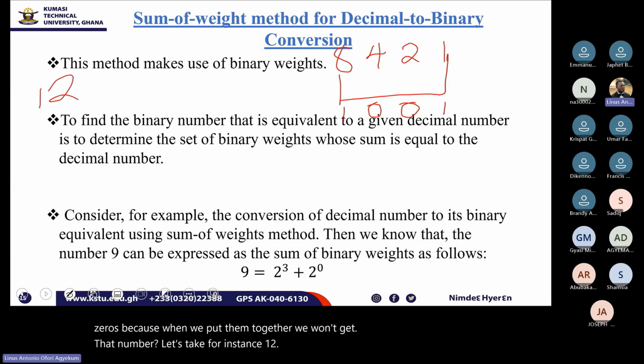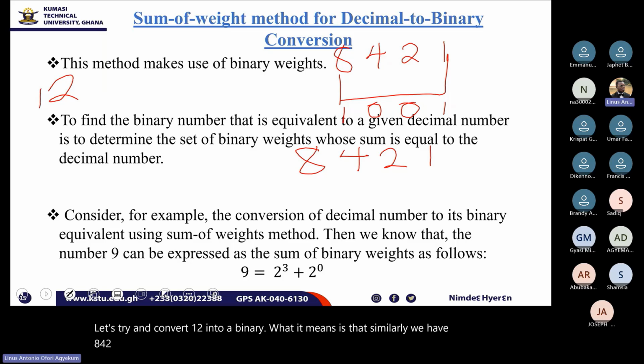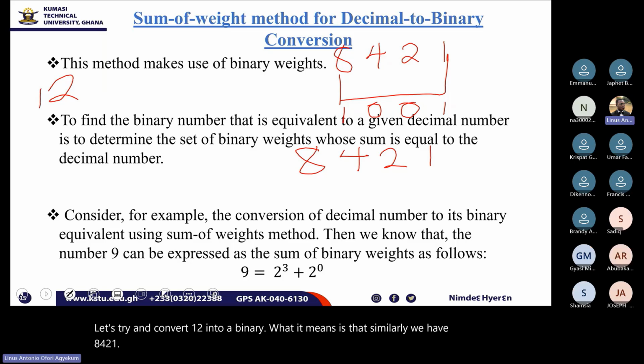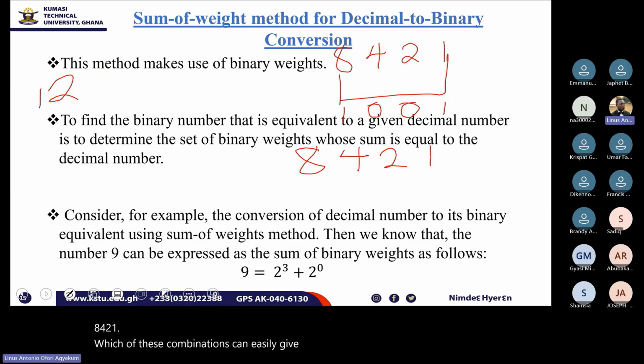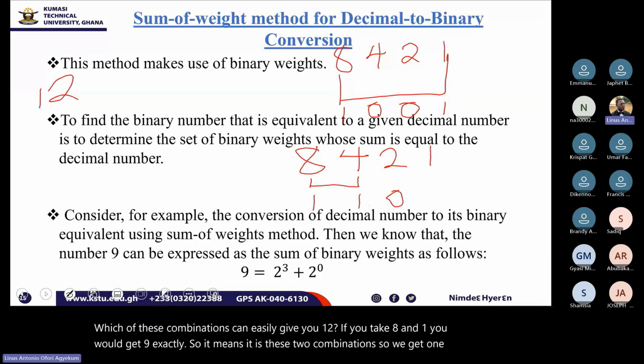Let's take, for instance, 12. Let's try and convert 12 into a binary. What it means is that similarly, we have 8, 4, 2, 1. Which of these combinations can easily give you 12? If you take 8 and 4, you would get 12. Exactly. So it means it is these two combinations. So we'll get 1, 1, 0, 0.